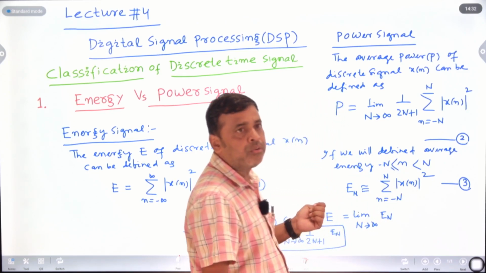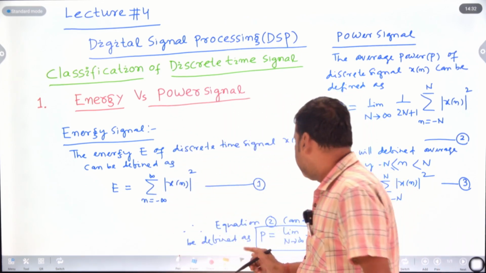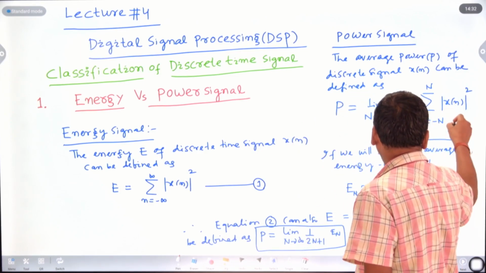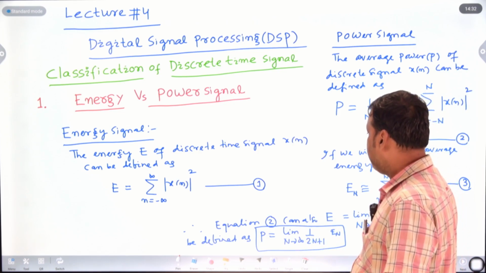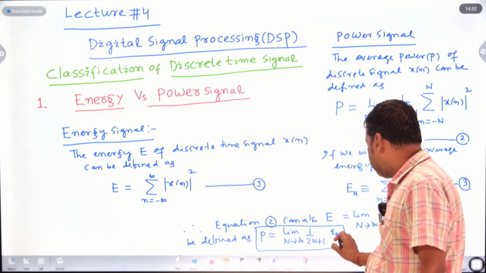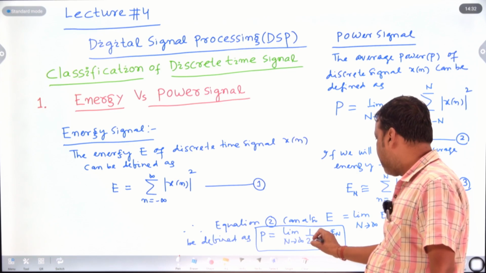So there is a relationship between energy and power. Here P can also be written as limit N to infinity 1 by 2N plus 1, and in place of the sum you can put the average energy E N. From this expression, what we conclude is, suppose the energy is finite, that is, if N tends to infinity and this value is what?